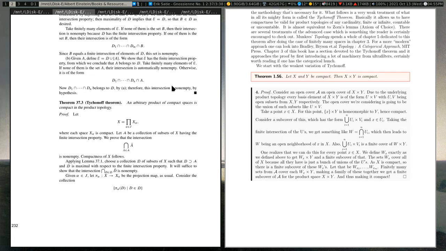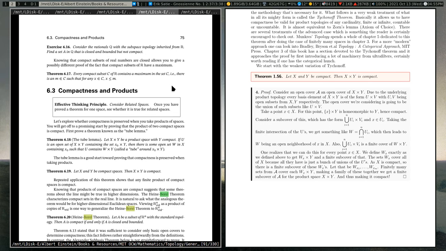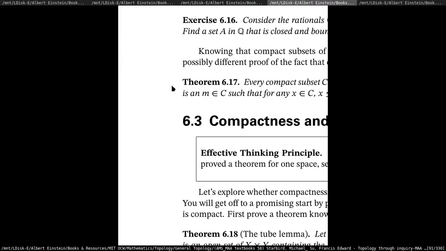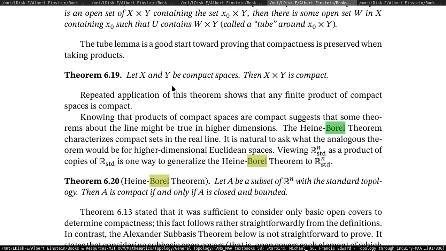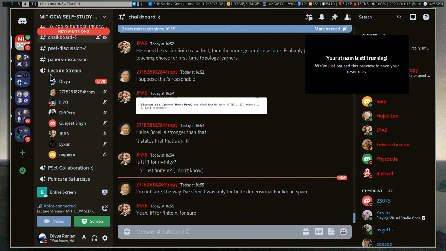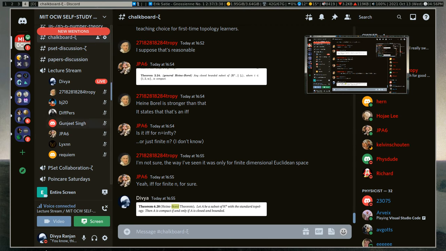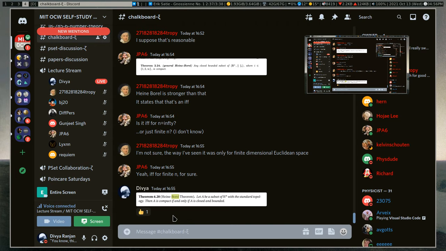Let me check too. I think the last time I saw Heine-Borel, it was in the way he mentioned. But okay, so this is probably the one that Gauss is talking about. If we have a subset of Rn with standard topology, then A is compact if and only if A is closed and bounded. Okay, yes. I guess that's the one, isn't it?